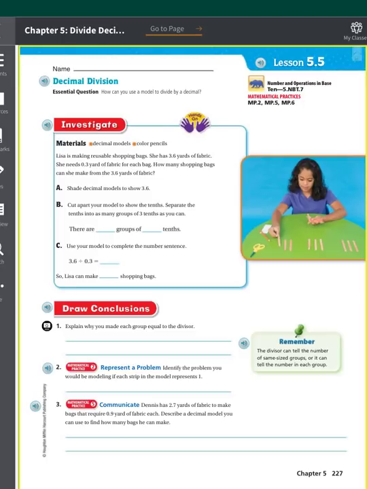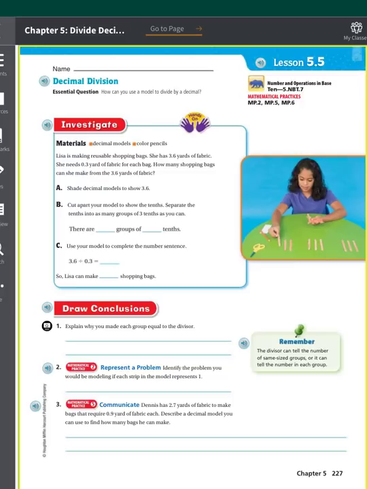Okay, so let's read this problem. Lisa's making reusable shopping bags. She has 3.6 yards of fabric. She needs 0.3 yard or 3/10 of a yard of fabric for each bag. How many shopping bags can she make from the 3.6 yards of fabric?